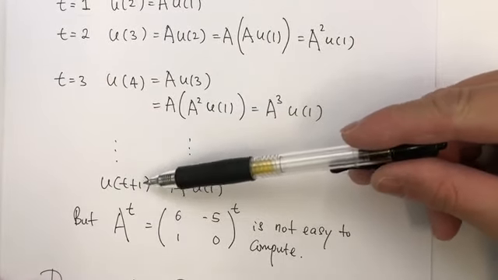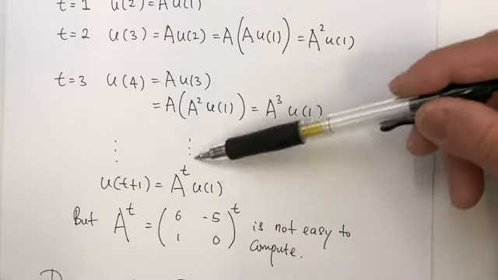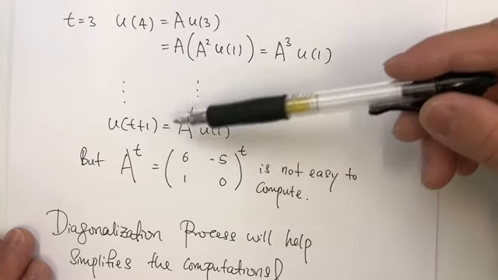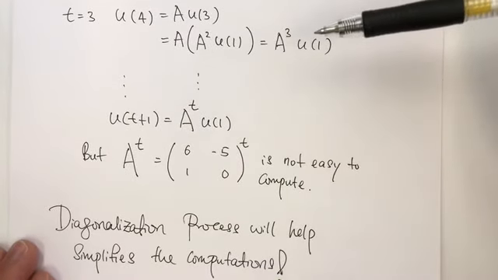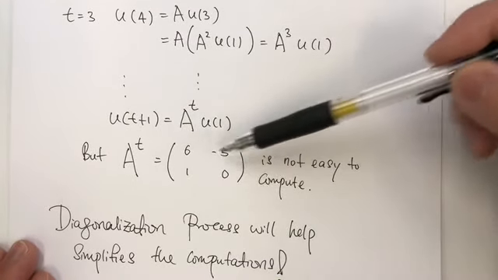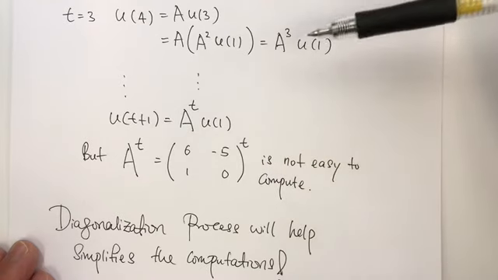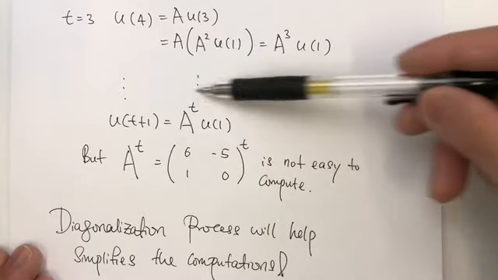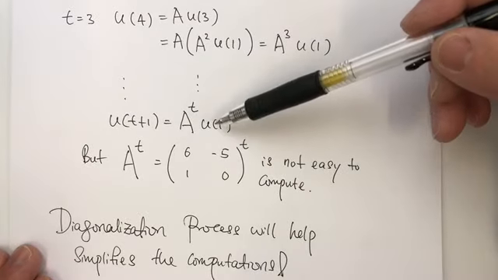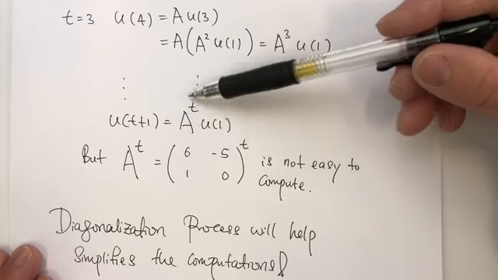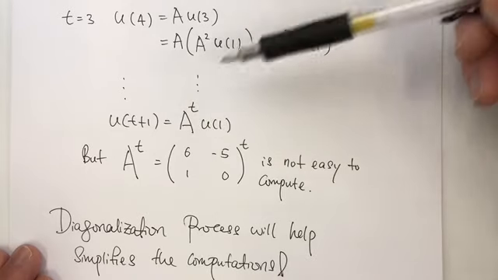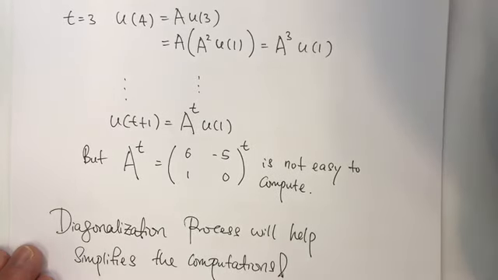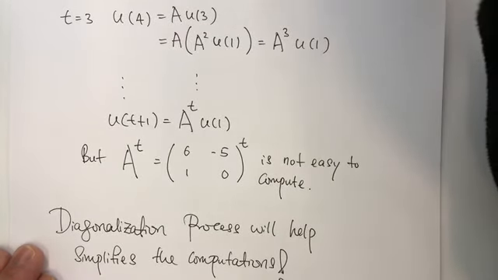So you get a formula, which is u_{t+1} equals A to the power of t times u_1. A is this matrix 6, 1, negative 5, 0. So A^t is going to be this. The problem is that multiplying A by itself multiple times like that is not easy to compute. So even though we know that u_{t+1} is equal to A^t multiplied by u_1, the direct computation of A^t is going to be a little bit more problematic. This is where the diagonalization process comes in.